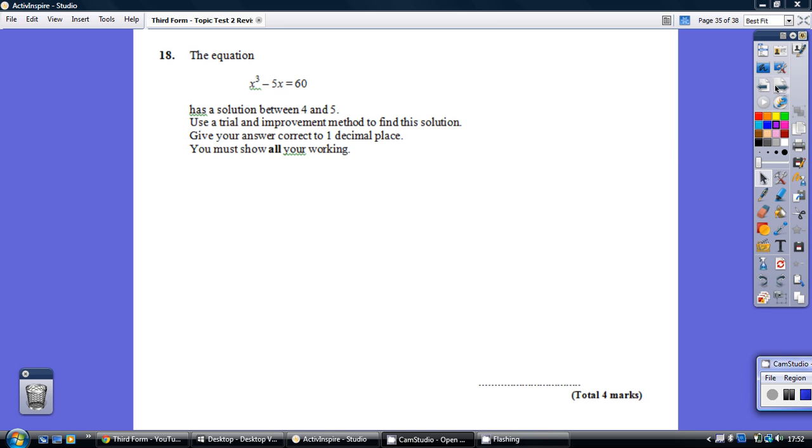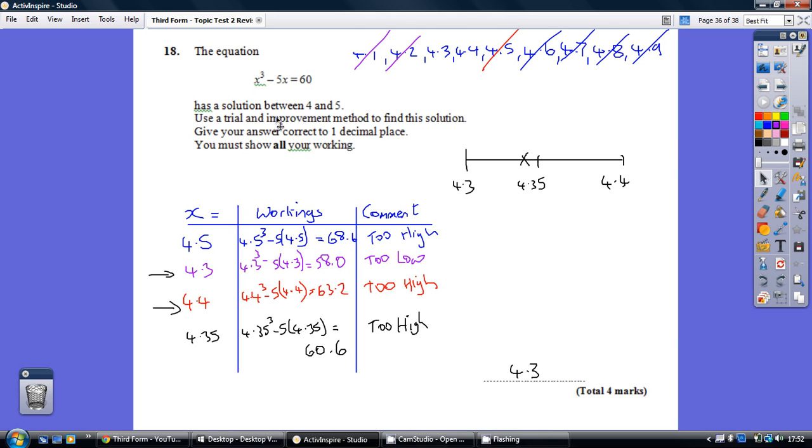Question 18, have a go. Now, with these trial and improvement questions, the layout is absolutely crucial. Hence the bold type, you must show all your workings. So we're told it has a solution between 4 and 5, and also that you've got to give your answers correct to one decimal place.